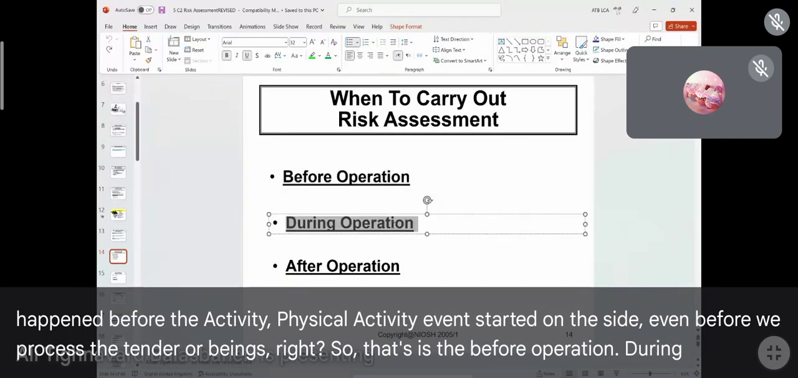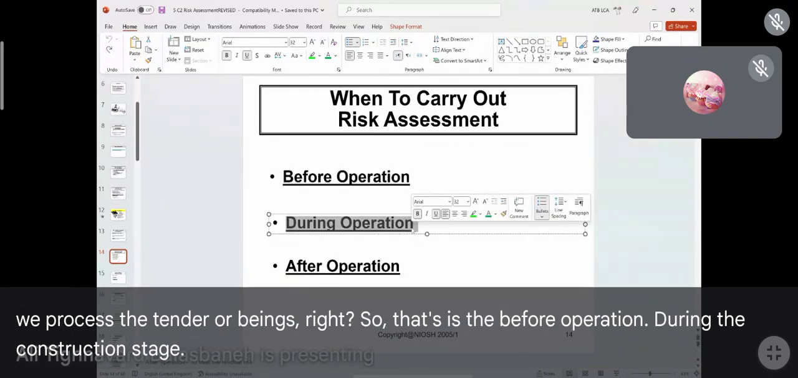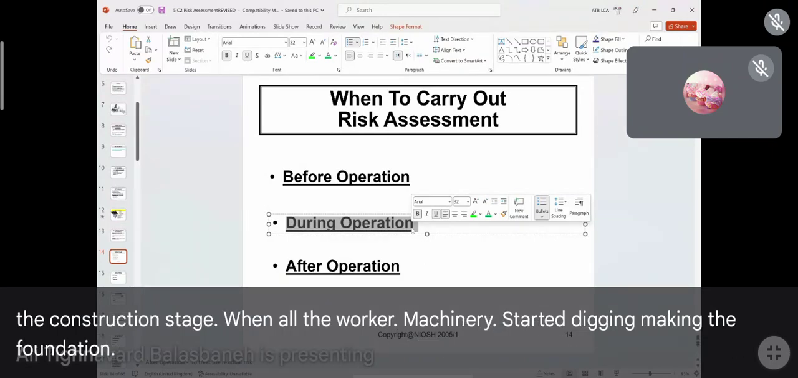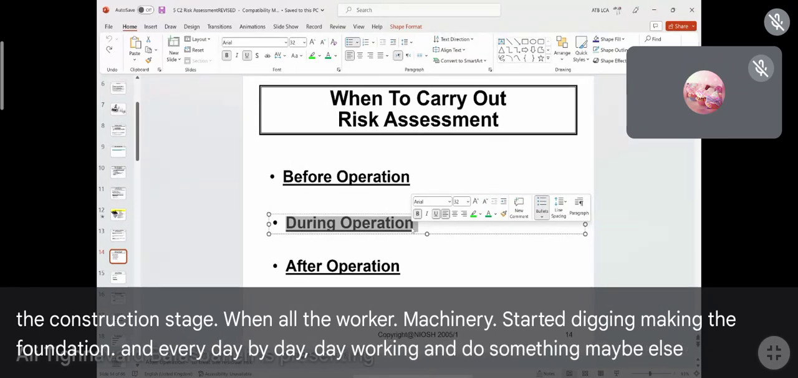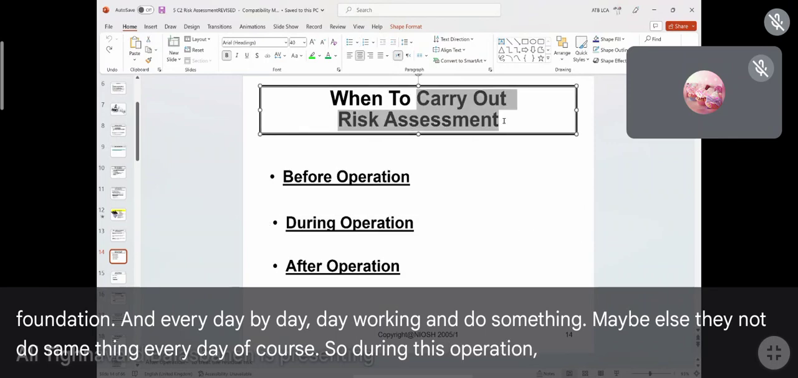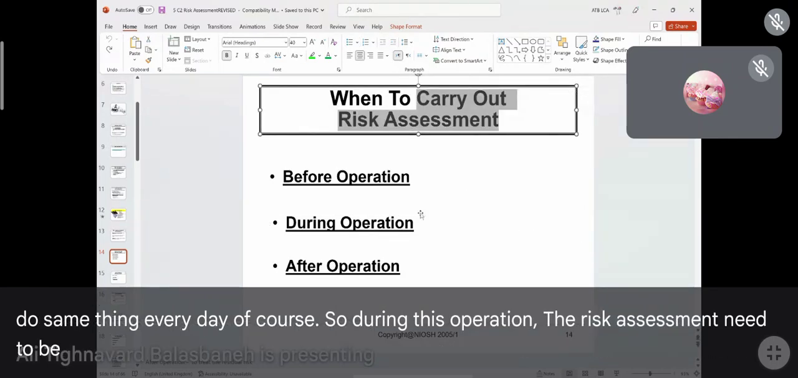During the construction stage, when all the workers and machinery started digging, making the foundation, and every day they are working and doing something different. They do not do the same thing every day, of course. So during this operation, the risk assessment needs to be carried out.